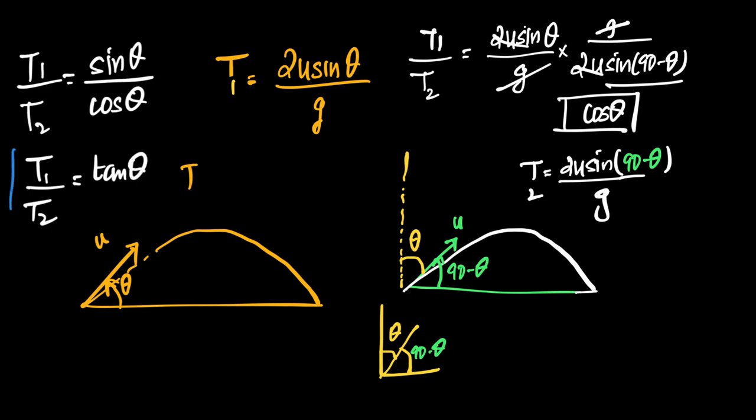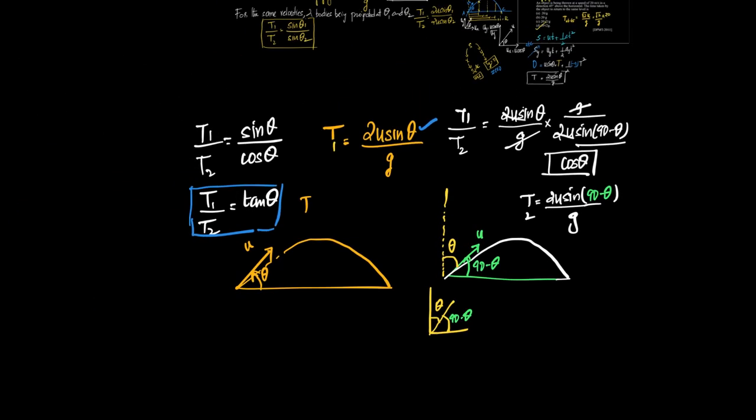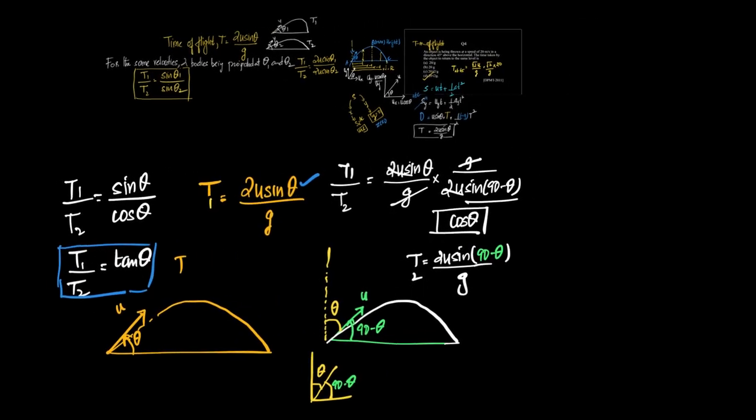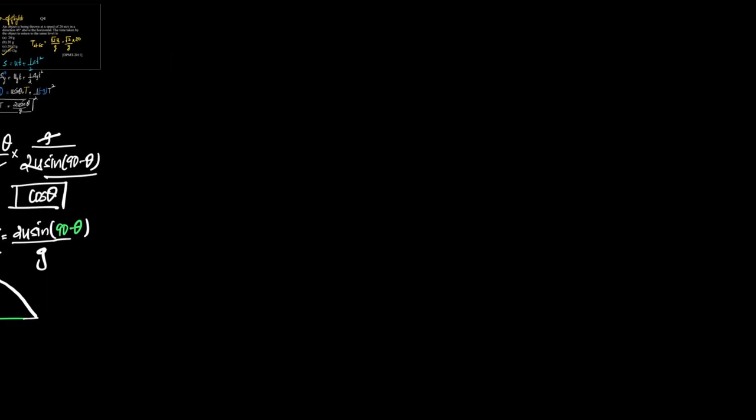This is a very important result that may be required while solving problems at the next level. Okay, is there anything that we could add? We discussed theta, okay, let us now discuss one more thing regarding the formula. So what is T equal to? T is equal to 2u sine theta by g.